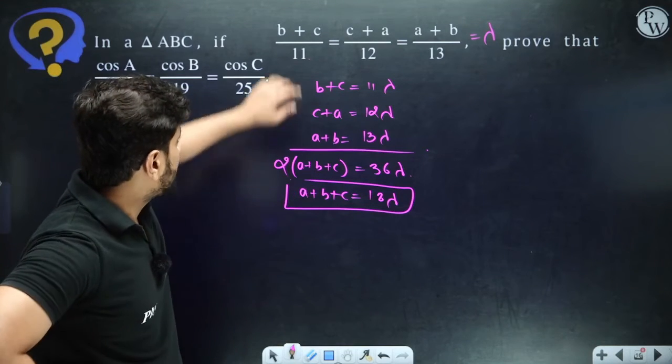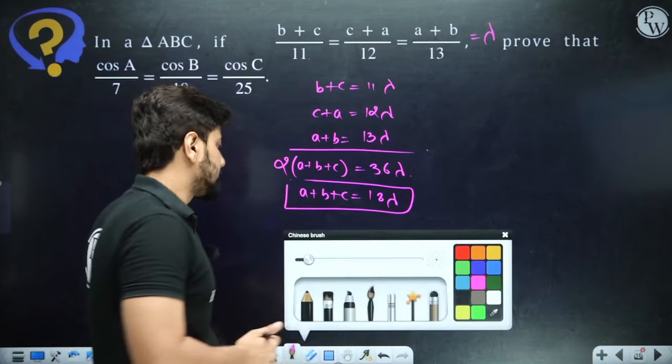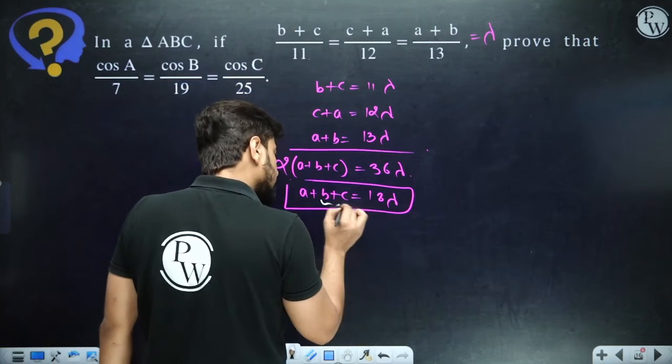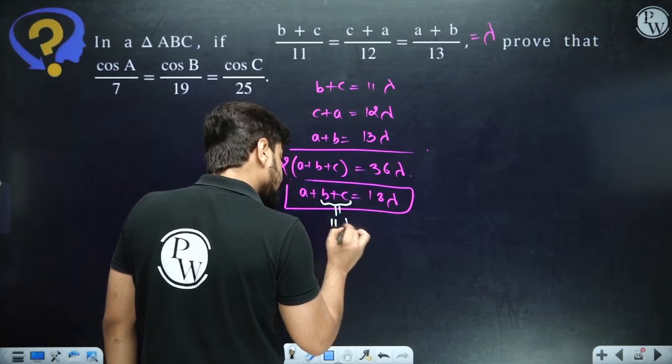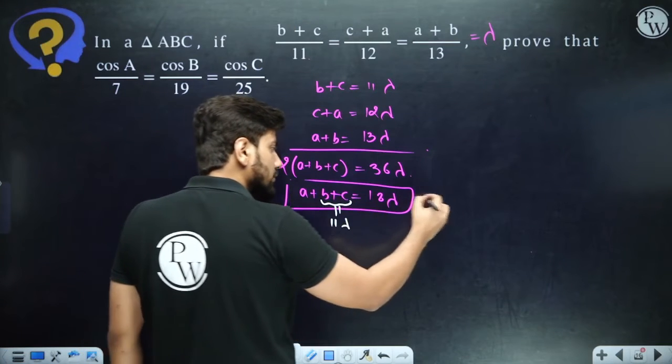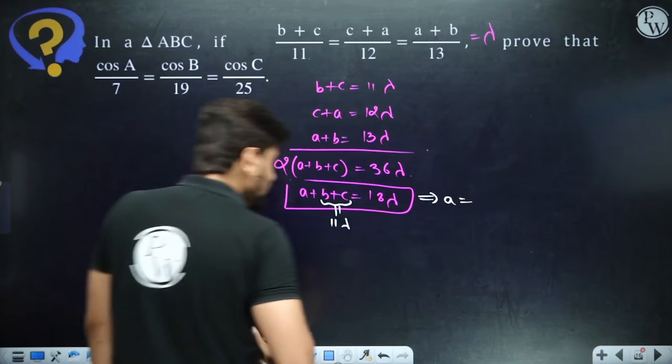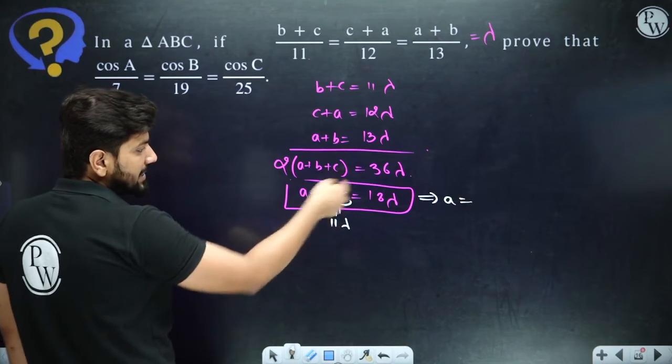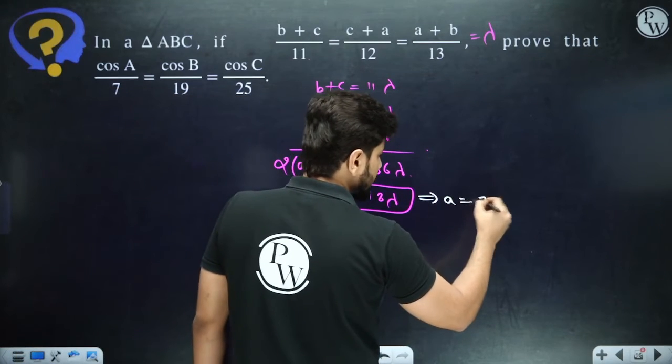Okay, so we already have B plus C as 11 lambda. So if you simply put the value for B plus C as 11 lambda over here, we are getting the value of A. That A will be equal to what? A plus 11 lambda is equal to 18 lambda. So A is equal to 7 lambda.